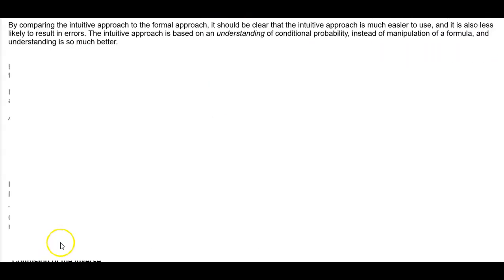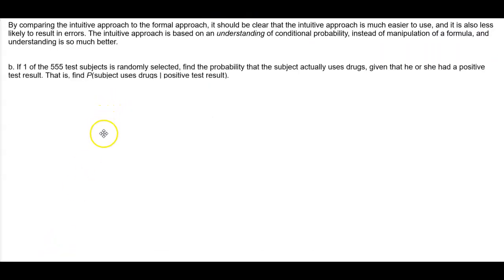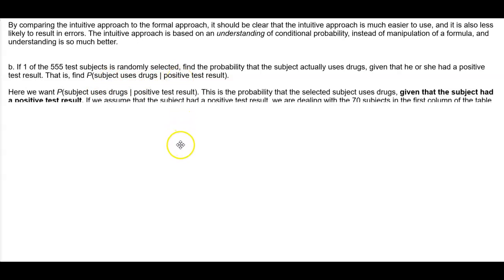Okay, let's go to part B. If one of the 555 test subjects is randomly selected, find the probability that the subject actually uses drugs, given that he or she had a positive test result. That is, find the probability of the event that the subject uses drugs, provided that he or she had a positive test result. So again, here we want the following.